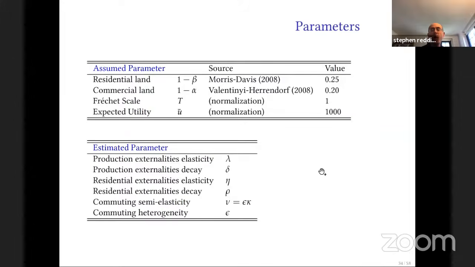To estimate the model, we're going to take some parameters from central values in the literature, like the share of residential land in consumer expenditure and the share of commercial land in production costs. Then we're going to structurally estimate the agglomeration parameters. How important are production externalities, lambda? How rapidly do they decay with travel time? How important are residential externalities, eta? How rapidly do they decay in travel times? And then we're going to again recover this composite commuting parameter, and we'll also recover the Fréchet shape parameter.